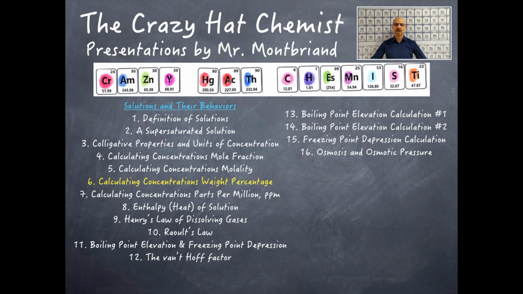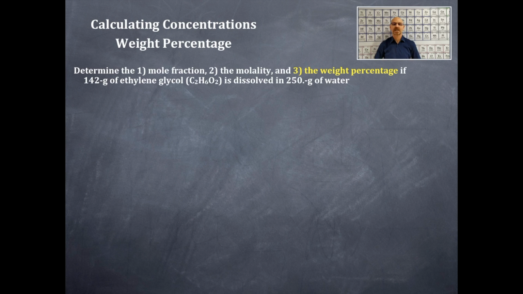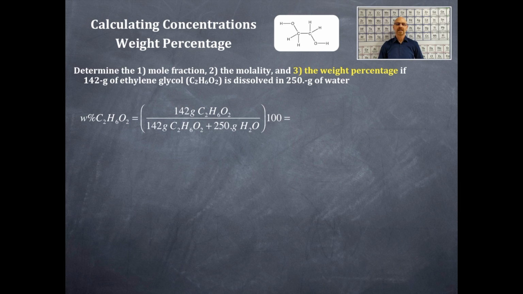So another video in solutions and their behaviors. Bam! So today we're calculating the concentrations. We're going to calculate the weight percentage if you have 142 grams of ethylene glycol, that's C2H6O2, dissolved in 250 grams of water. There's the formula for ethylene glycol with its structure right there. Such a beautiful thing. It's antifreeze. Okay, and then we're going to get the weight percentage of the ethylene glycol.